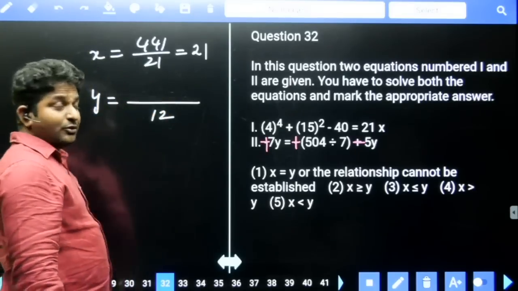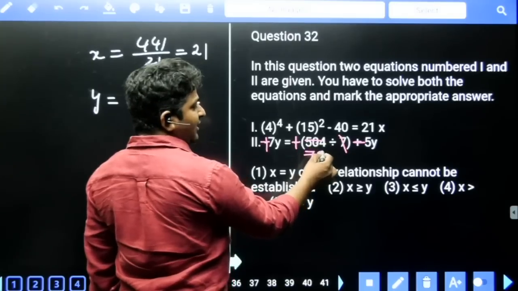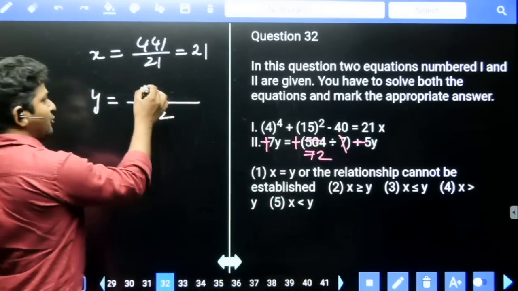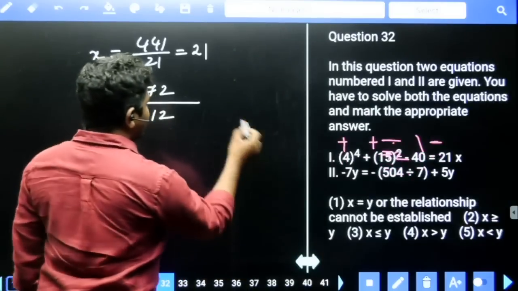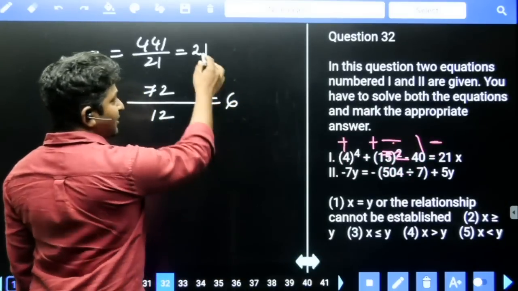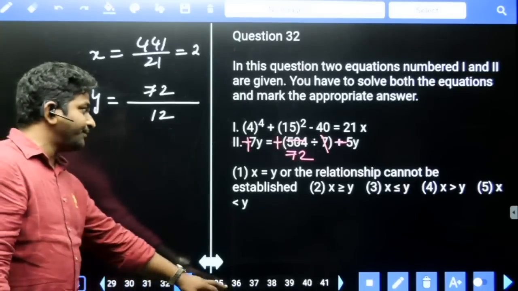And what is this numerator? 7 times 49 and then 14 we have, that is 72 times. So numerator is 72. 72 by 12 value is equal to 6 times. X is more than y. X greater than y, and final answer.